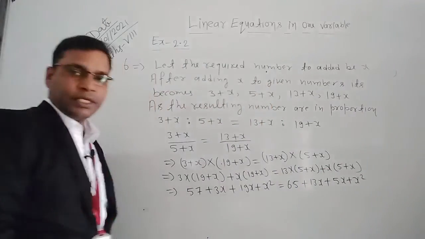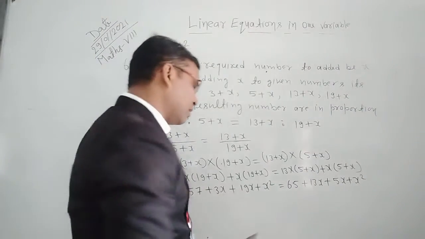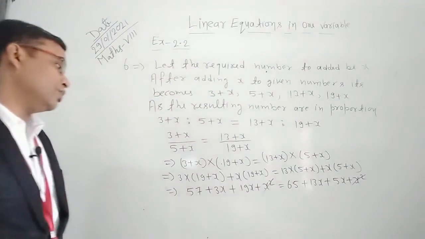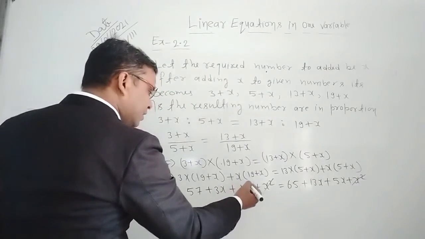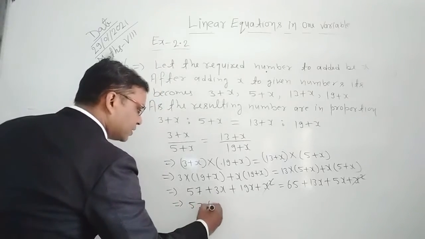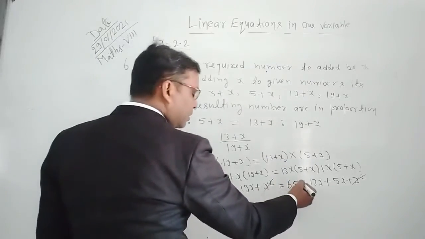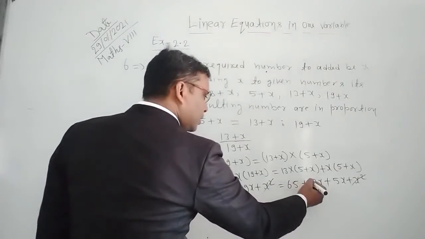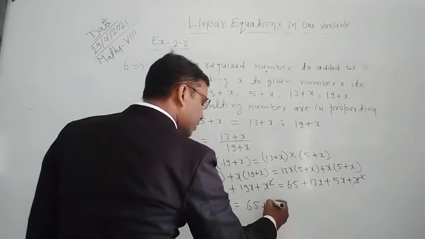So students, you can see that on both sides x square is present, so you can cancel x square. It becomes 0. Now here we have 19x plus 3x, so 57 plus 22x is equal to what? On the right hand side we have 65 plus 13x plus 5x, which is equal to 18x.